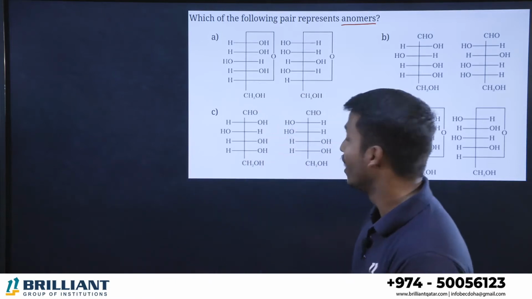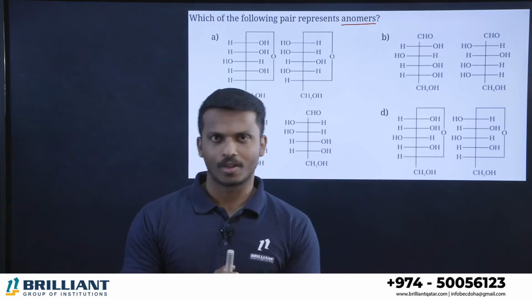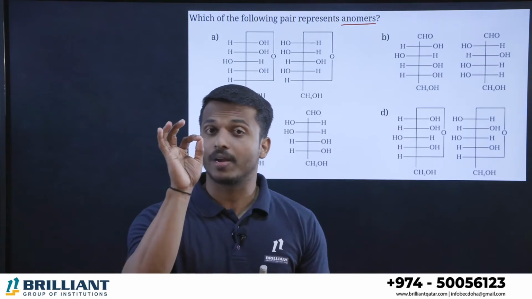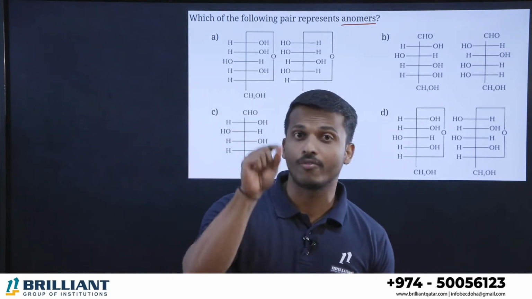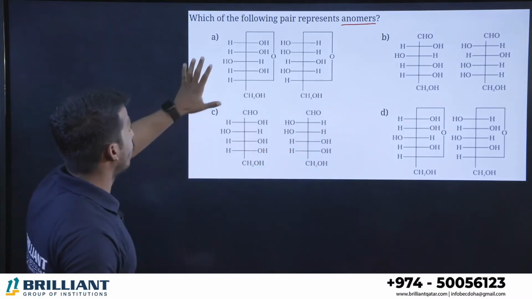Simple one, dear all of you. First of all, anomers are in a cyclic form. And only one carbon's configuration is different. Only the configuration of one carbon is different. That is called anomers. See, compound number A.